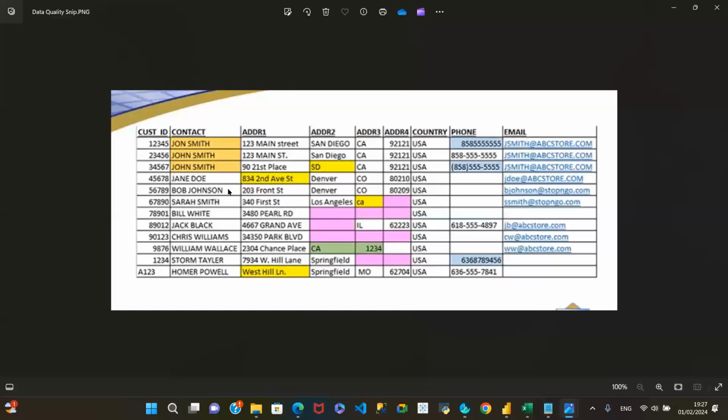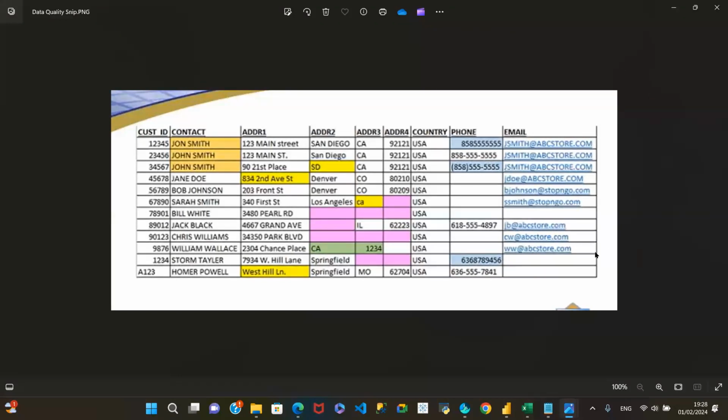And the same goes for all of these addresses, the way they are entered, especially address 2. We see some are abbreviated, some are not, missing data, and missing email for a few people there.